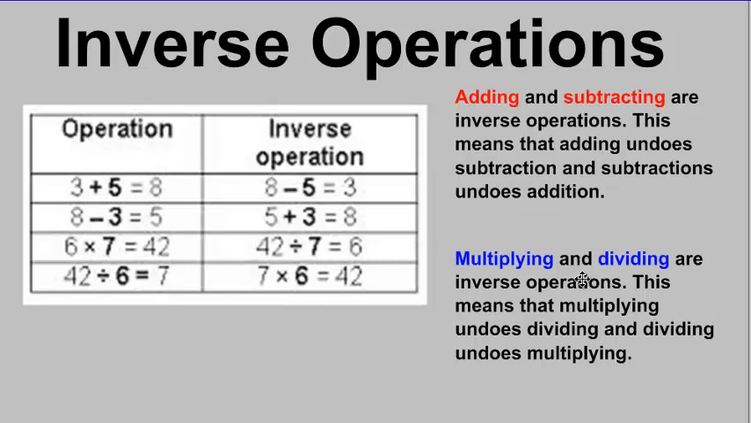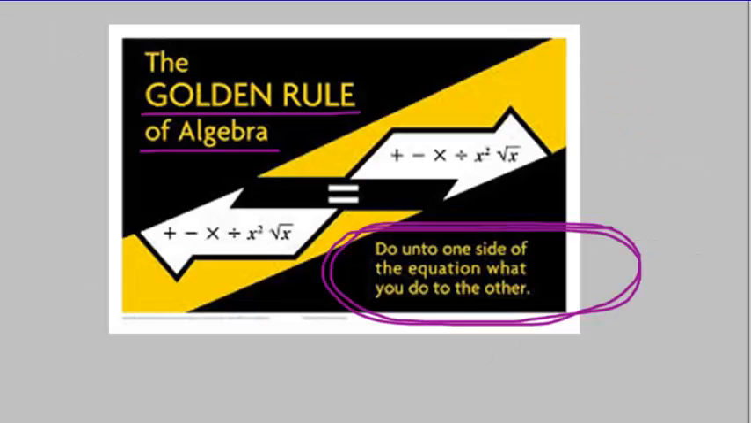These are the inverse operations that you will need to know in order to correctly solve equations with variables on one side. You will also need to know the golden rule of algebra, which states that you do unto one side of the equation what you do to the other. So if you add 5 on one side, you have to add 5 on the other. If you divide by 2 on one side, you have to divide by 2 on the other. You can never make a move to one side that you don't make to the other side as well.